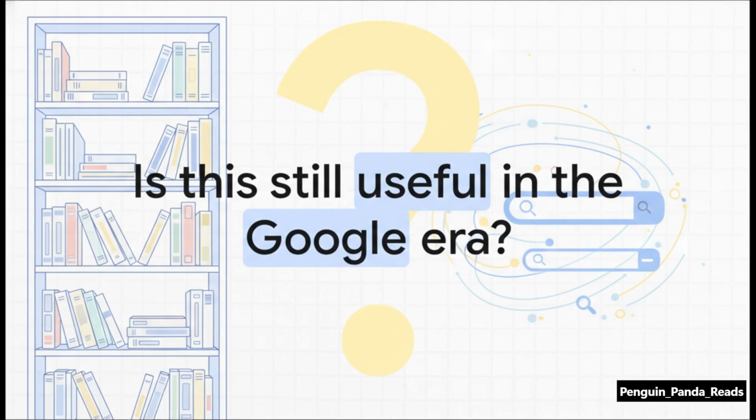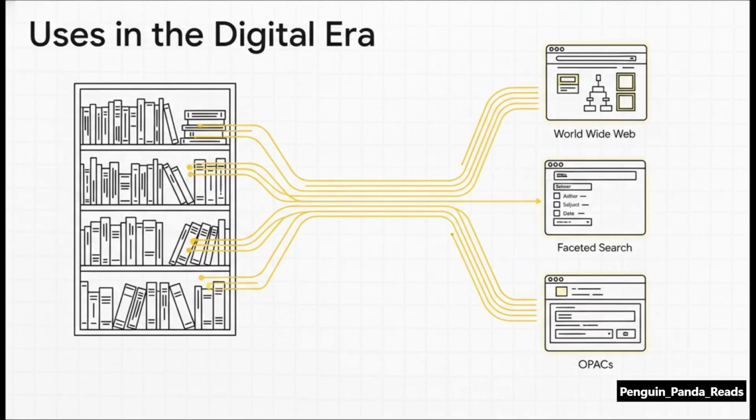But it's a fair question to ask. Does arranging books on a physical shelf still matter when we have search engines that can find anything in a nanosecond? The answer is a huge yes, and this slide shows you why. Those exact same principles of classification are what make the digital world work. When you use filters on a shopping site to search by brand or by price, that's faceted search, and it's powered by classification. It is the invisible architecture of the web.